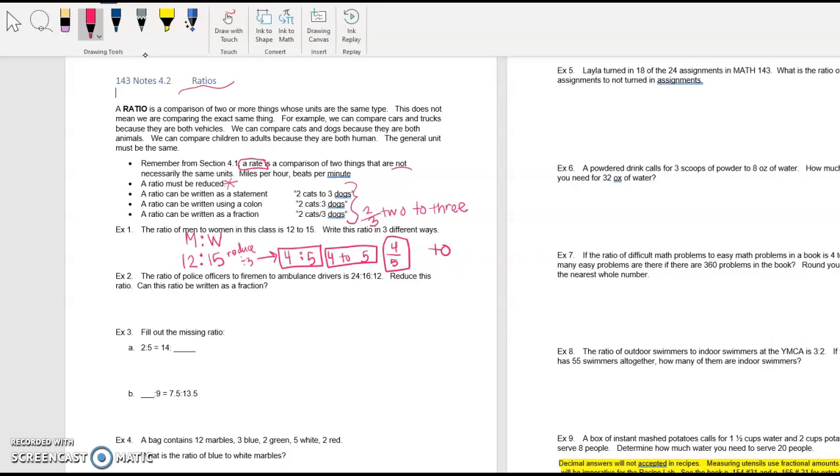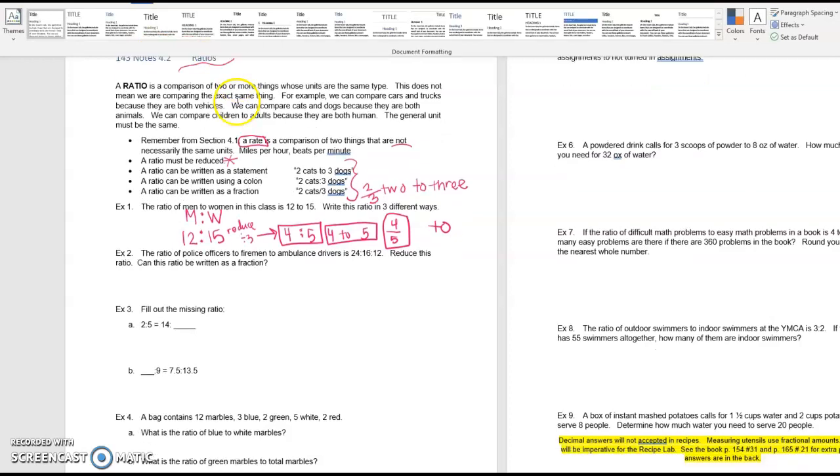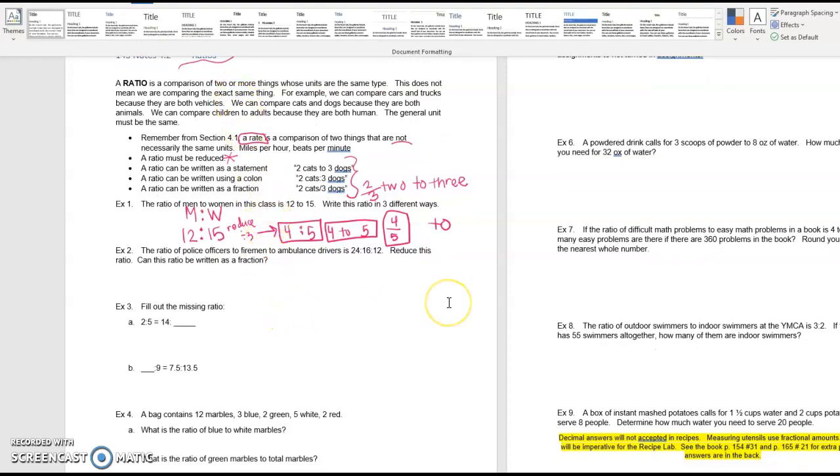Now, every once in a while, you can write a ratio with more than 2 things. We don't do a lot of that, but I did want to show you one example. So if you look at this example, the ratio of police officers to firemen to ambulance drivers is 24 to 16 to 12. Okay, so the only difference here is that we have 3 numbers instead of 2. So the first number would be police. The second number would be firemen. And the third number would be ambulance, because your numbers go in the order of your words.